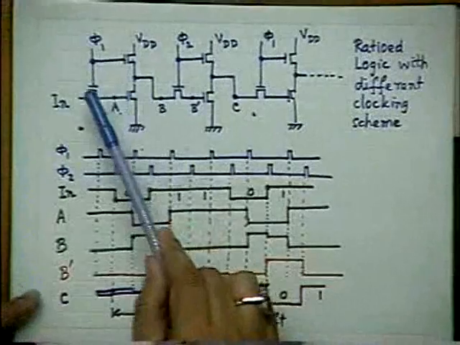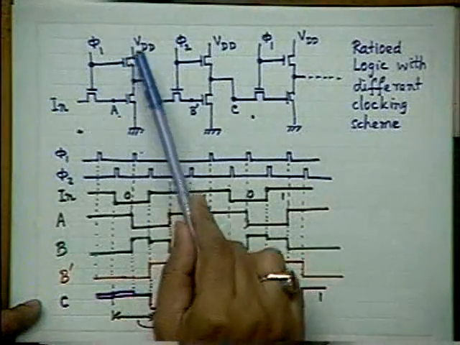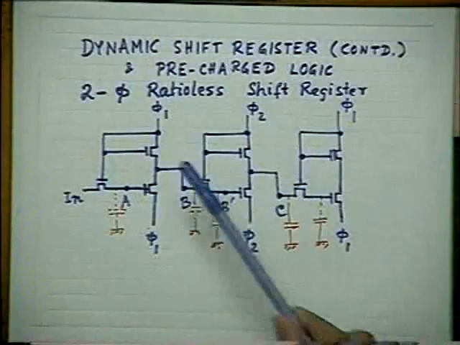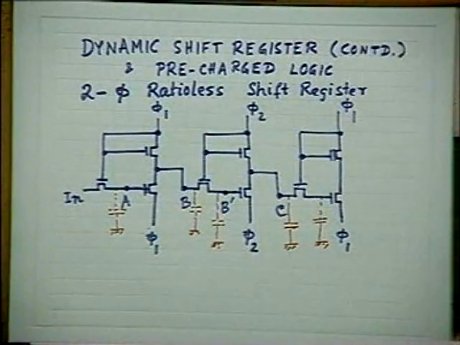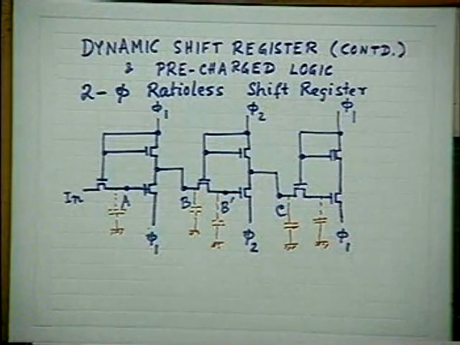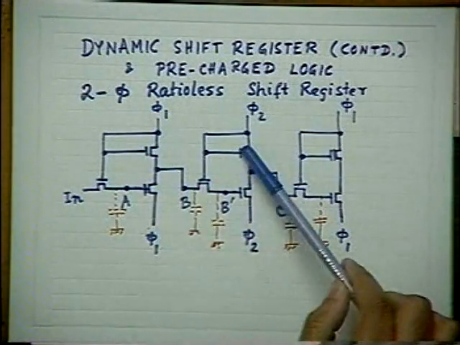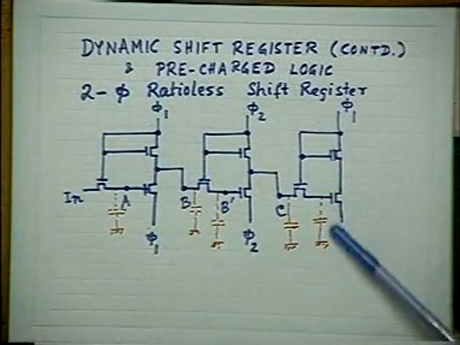In the earlier examples, you see that the clocks were driving only the gates. It was not driving any drain current. But now in this case, it has also to drive drain current. Therefore, the driving capability of the clock generators in this particular example should be much higher.